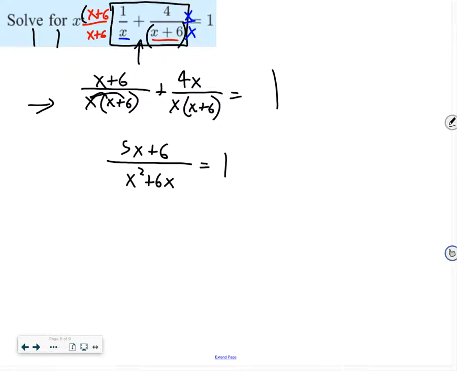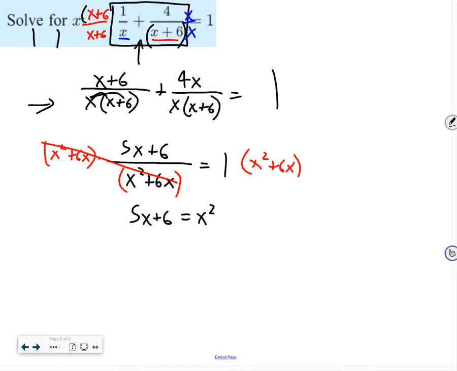Okay, so I don't like the fraction, so I'm going to multiply both sides by the denominator, x squared plus 6x. Over here they cancel out, and I'm just left with 5x plus 6 on the left side, which is equal to x squared plus 6x on the right side. So now, again, I have my quadratic.